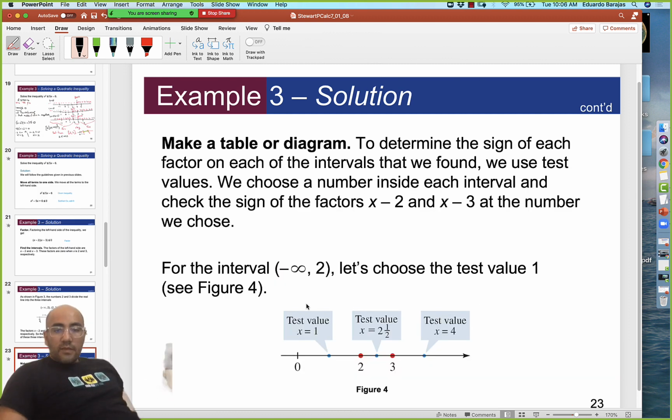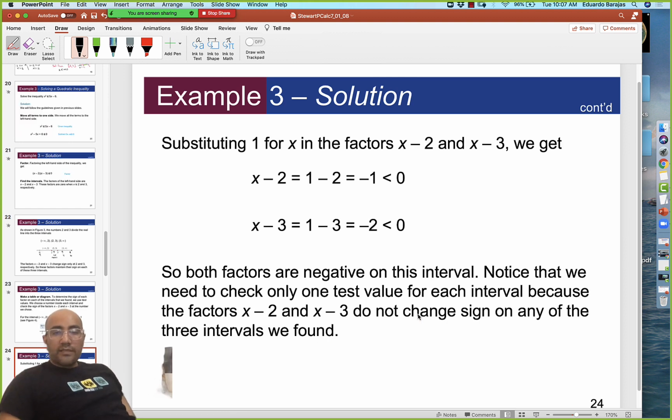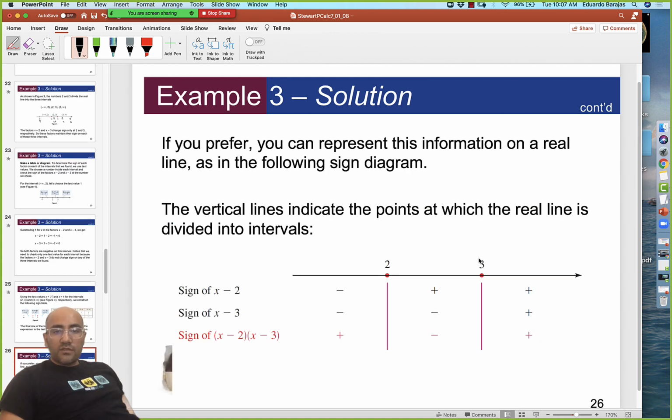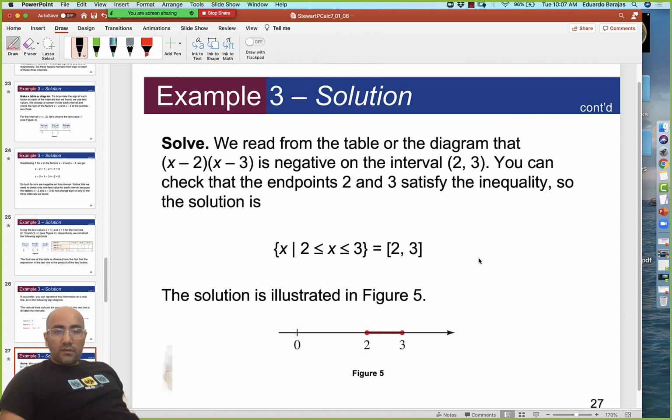So they picked some test values. They used the test value of 1 to the left of 2, then they used 2.5, and then they used 4. So you just plug it into your equation and determine whether it's positive or negative for each of those sections. That's how they created the little table here to determine when it's positive, when it's negative, and figure out the sign of each of those regions. So putting it together like this, finally, you get to the same answer we got.